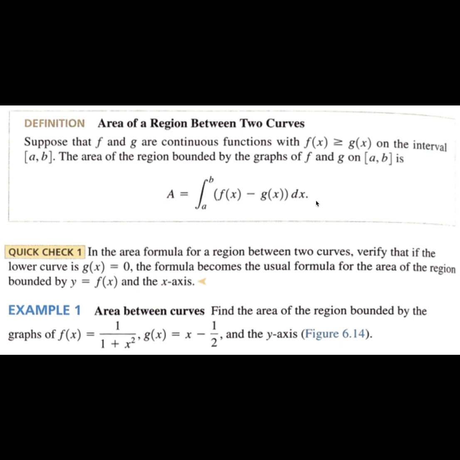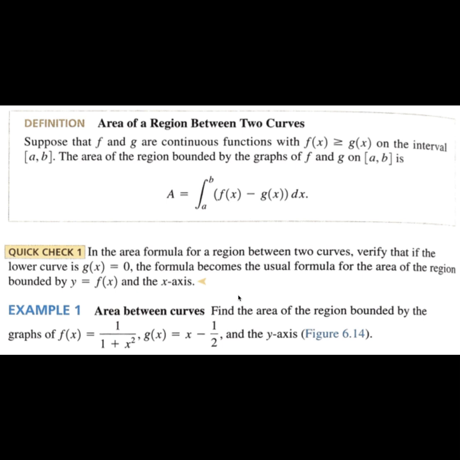The text in the box sums up this discussion and provides an area formula. Note that you can only apply this area formula under two conditions. The functions f and g must be continuous on the interval, and f must be bigger or equal to g on the entire interval.